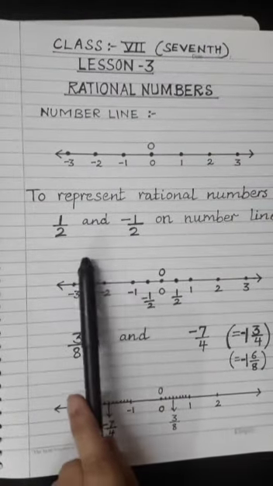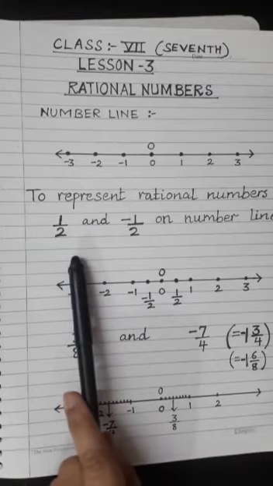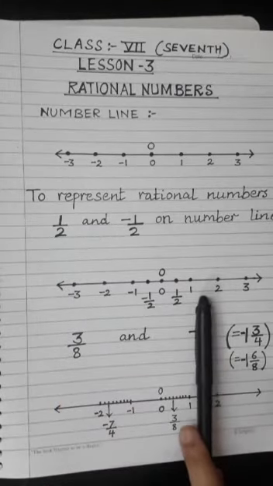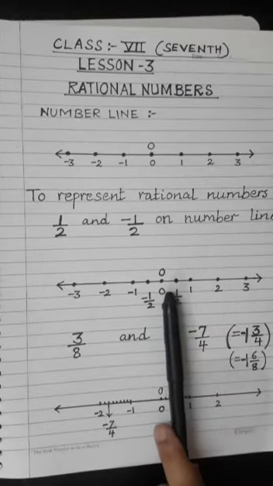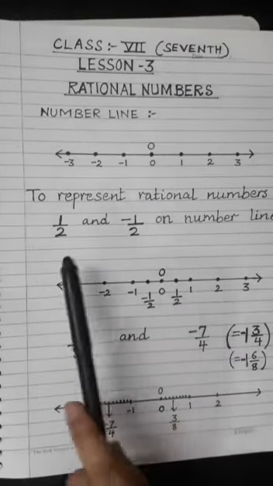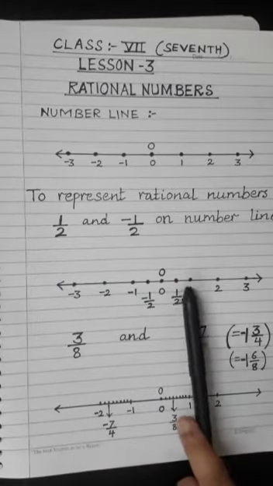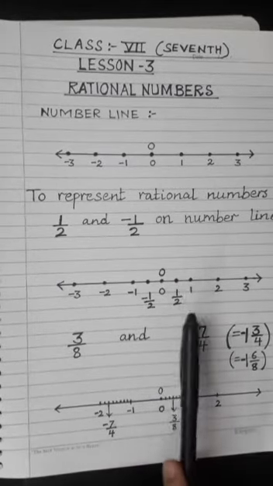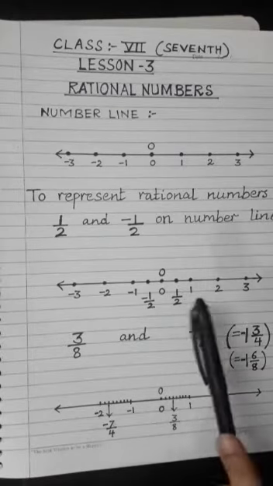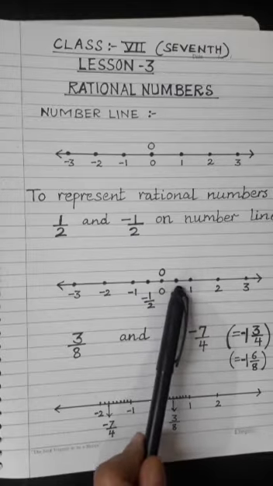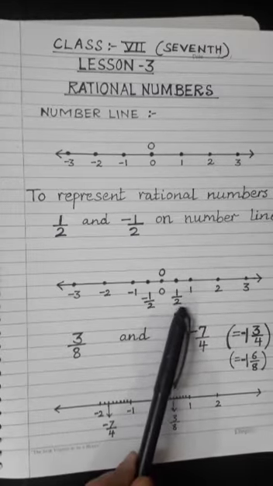Now children, you know that 1/2 is 0.5. So you have an idea that 1/2 lies between 0 and 1. So you will divide 0 and 1 into 2 equal parts, and thus one part will give you 1/2. So see children, 1/2 lies here. This dot represents the rational number 1/2.